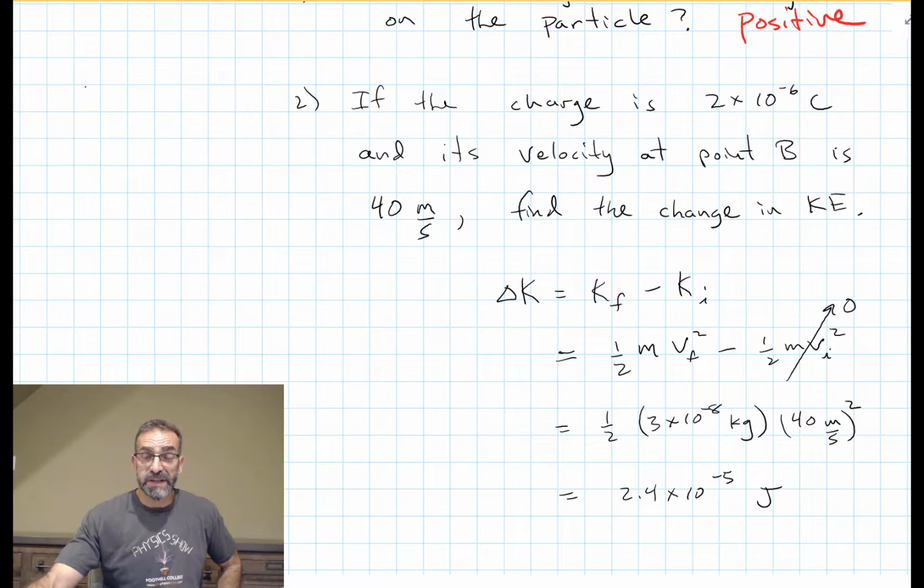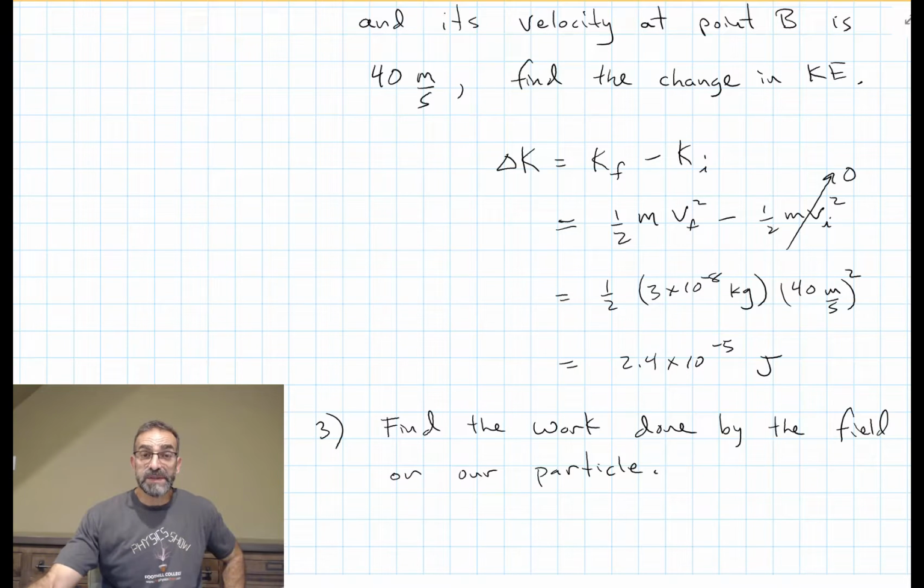So we just have to find the change in kinetic energy using the velocities and the mass that was given. I got 2.4 times 10 to the minus 5 joules. The next thing we want to know is how much work did the electric field that our particle is moving through do on our particle?